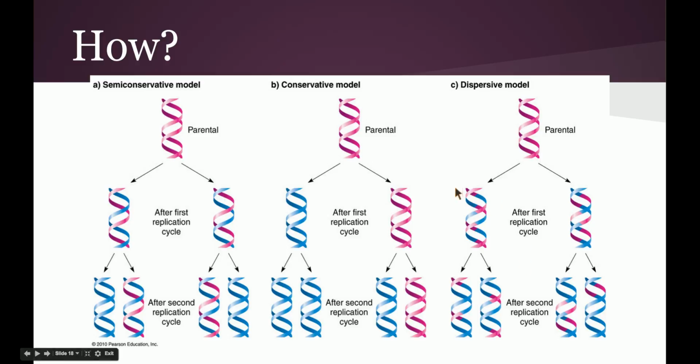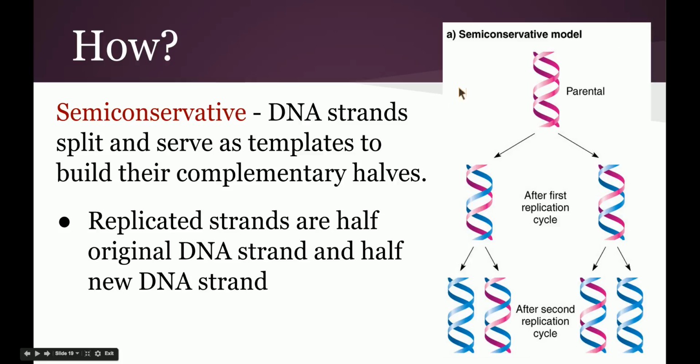So it said that there's no distinct pattern. Now, there was a neat little experiment done with tagging the DNA with isotopes of nitrogen. So they were able to actually follow the percentage of these isotopes as they move through DNA replication. And what they found is that the semi-conservative model is what we actually have.